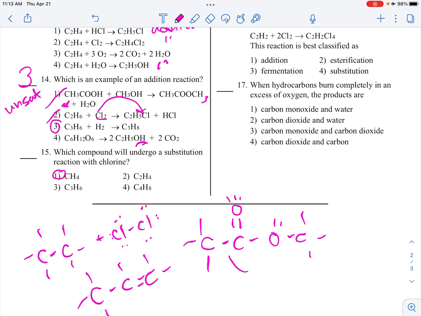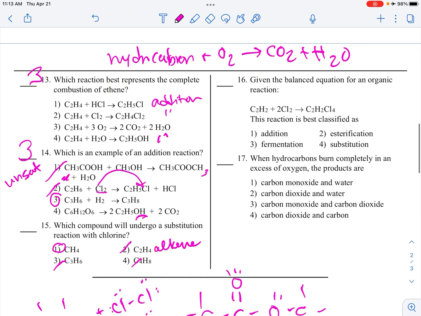This is double the carbons alone. So this is an alkene. So that's not going to do substitution. That would do an addition. This is double and this is double. So those are all unsaturated. You want a saturated substitution reaction with all single bonds.